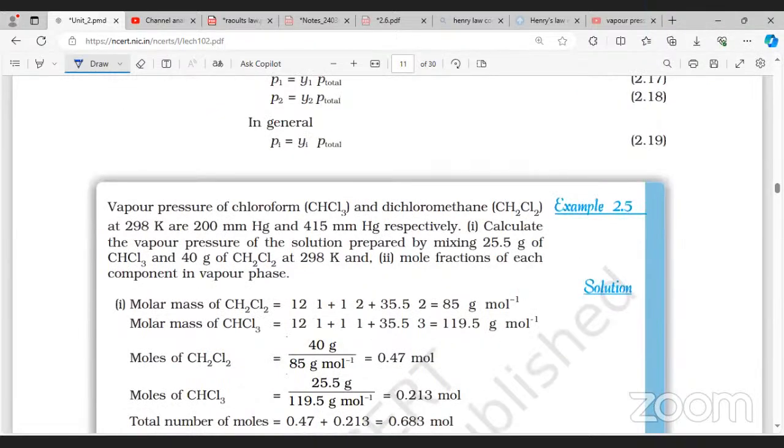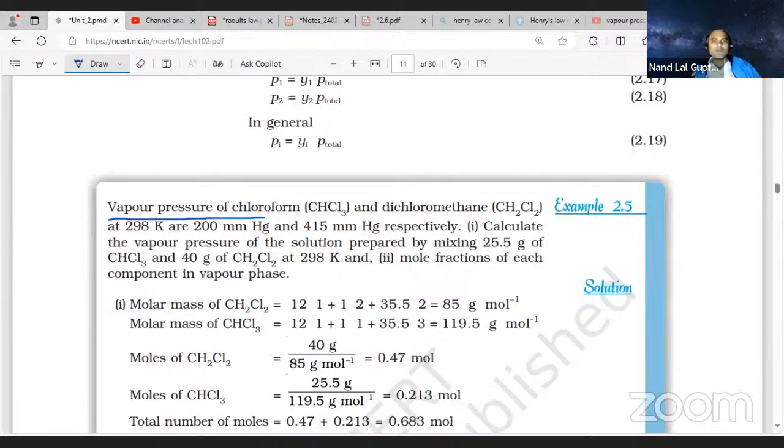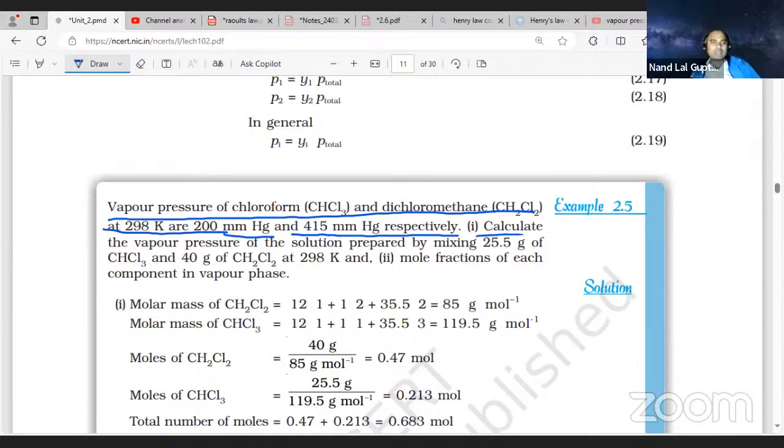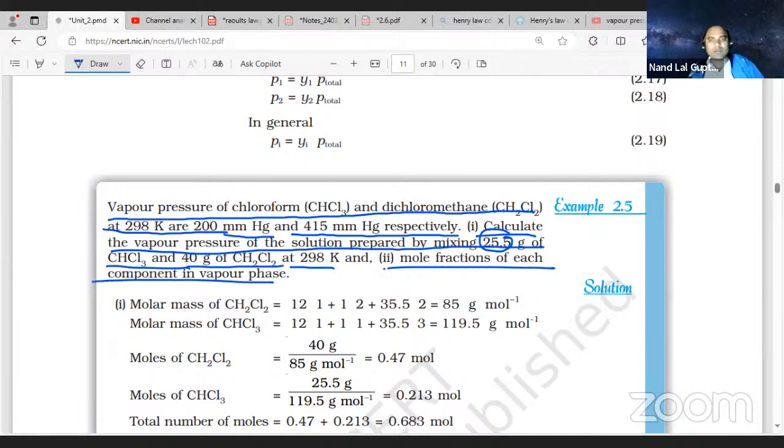What they are saying: vapor pressure of chloroform and dichloromethane at 298 Kelvin are 200 mmHg and 415 mmHg respectively. Calculate the vapor pressure of the solution prepared by mixing 25.5 gram of chloroform and 40 gram of CH2Cl2 at 298 Kelvin. Also, they are asking the mole fraction of each component in the vapor phase, but that you do later on. Firstly, they are asking to calculate the vapor pressure of the solution.